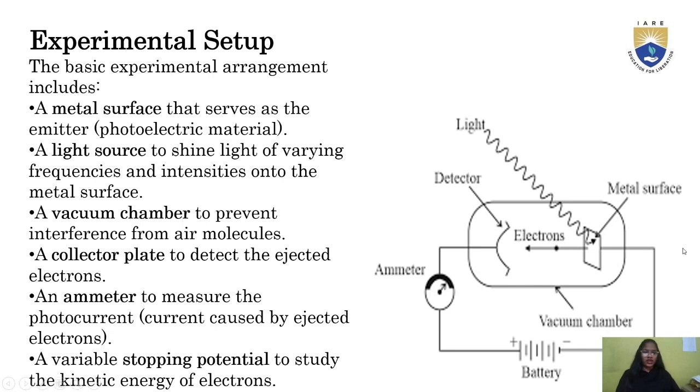Now we have the diagram here. There is a light falling on the metal surface and the electrons are being ejected. There is an ammeter, battery, and a vacuum chamber connected to it, and we also have a detector in here.